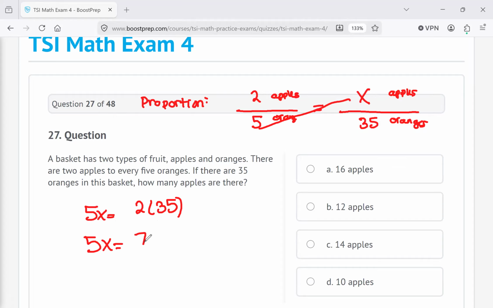So 5x equals 70, and 70 divided by 5 is 14.